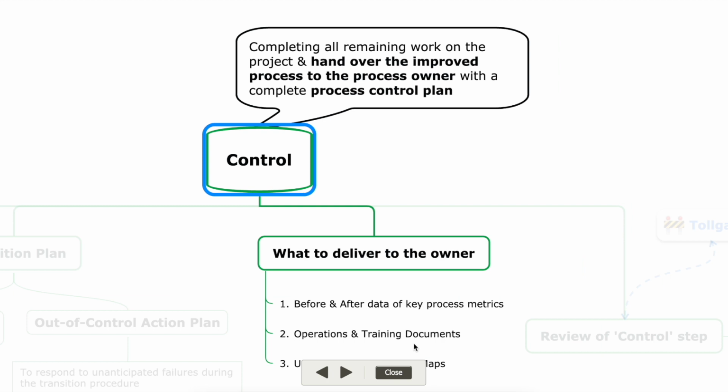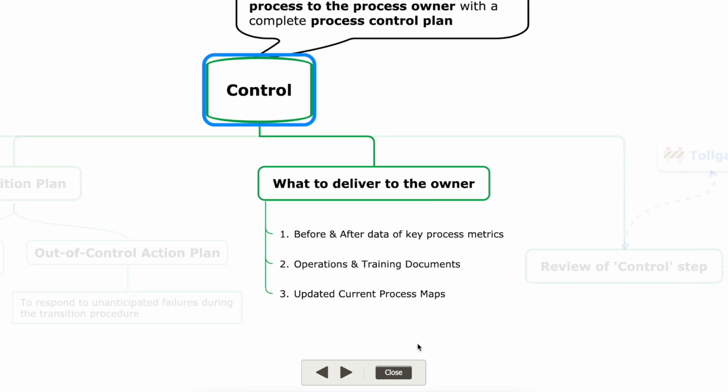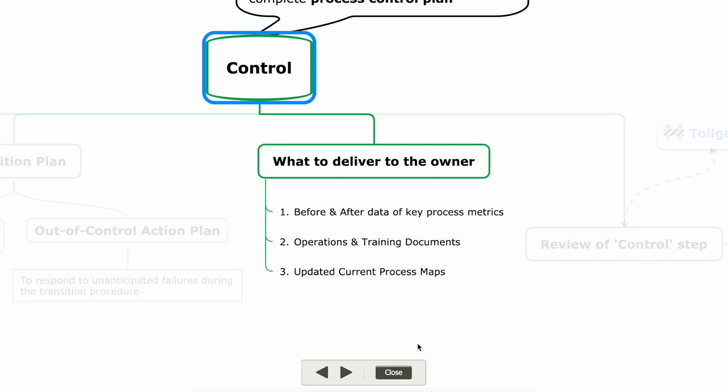Once all our plans are ready, we have to send all the information, all the plans, to the owner. These include the before and after data of the key process metrics, operation and training documents, and updated current process maps. So the information that we are delivering together with the process control plan and the transition plan must include these.